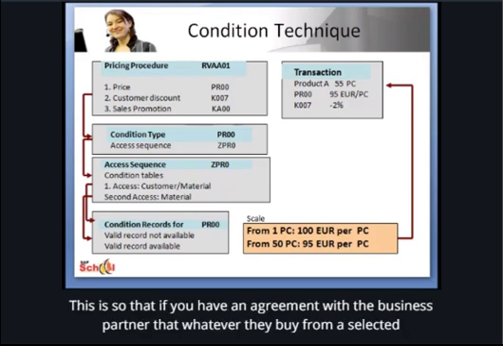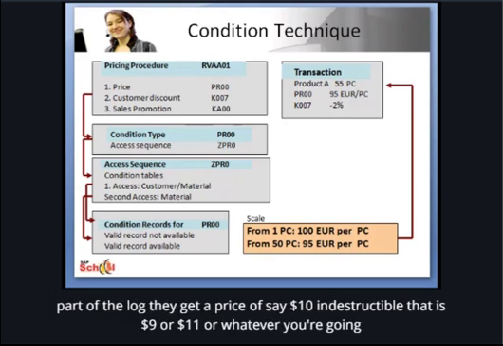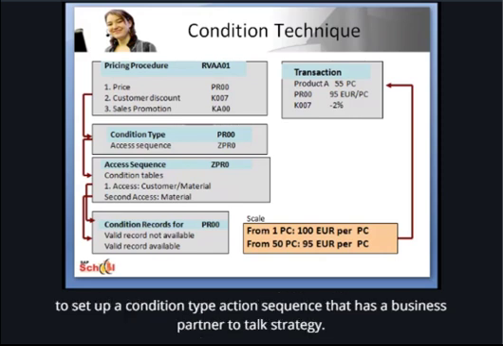This is so that if you have an agreement with the business partner that whatever they buy from a selected list of products, they will always get a price of say $10, irrespective of whether the product is $9 or $11 or whatever. You'd want to set up a condition type access sequence that has business partner at the top of the search strategy.